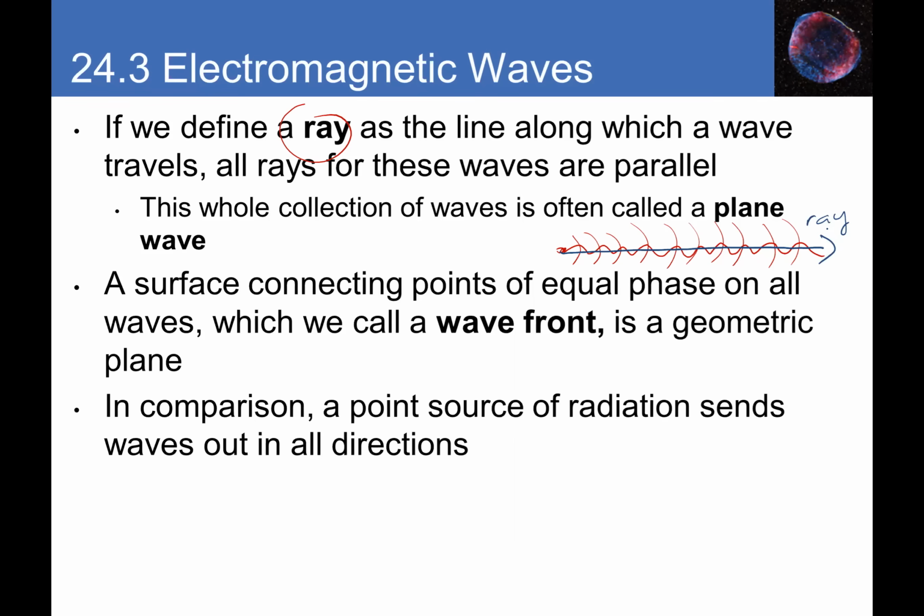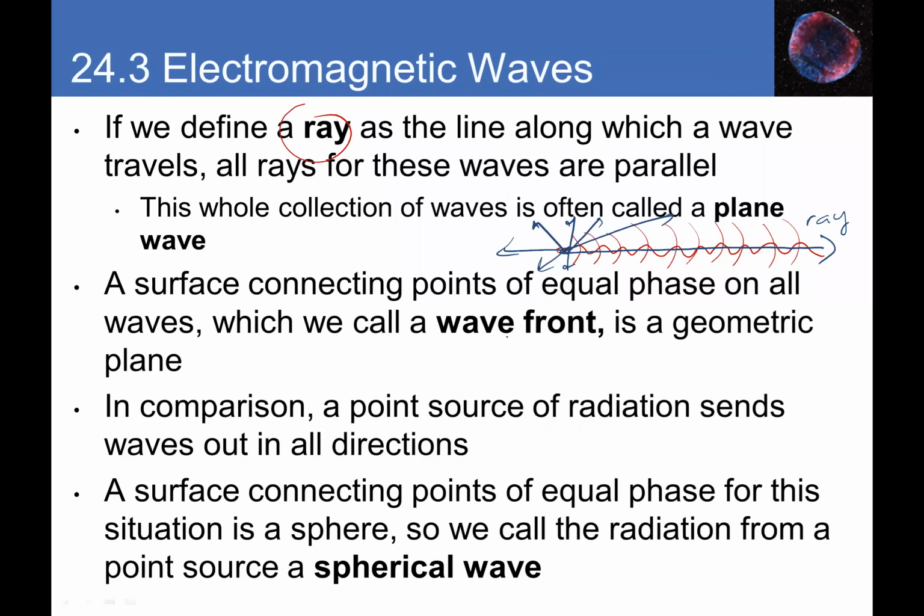All right. So in comparison, a point source of radiation sends a wave out in all directions. So I can say that it's moving in this direction, in this direction, in this direction, representing all the waves that originate from that source. You can even think of it as in all three dimensions. So a surface connecting points of equal phase for this situation is a sphere. So we call this radiation from a point source spherical. And again, spherical because, for example, if there's a speaker, you can hear the sound wave in front of the speaker, behind the speaker, sides of the speaker, on top of the speaker, below the speaker, because it propagates or radiates in all directions. That's why it's propagating as a sphere.